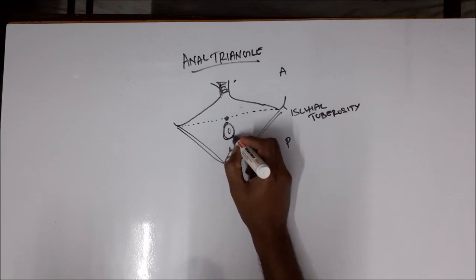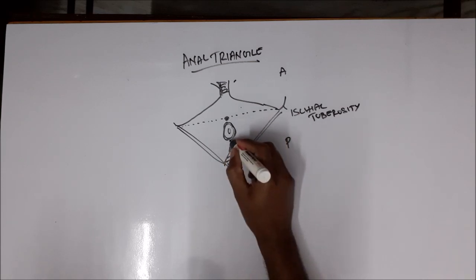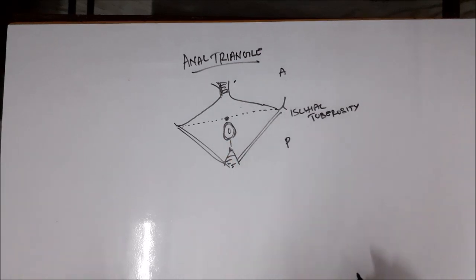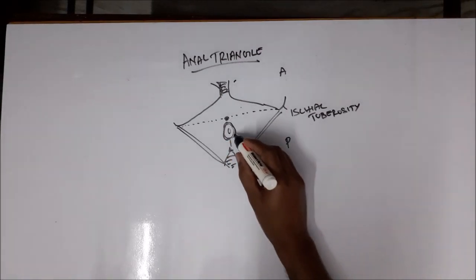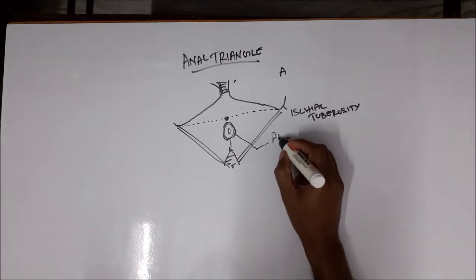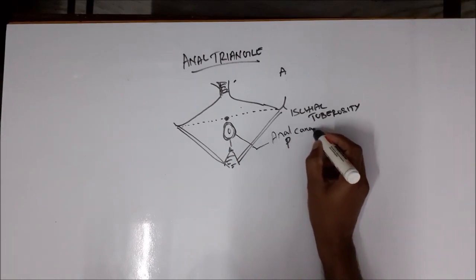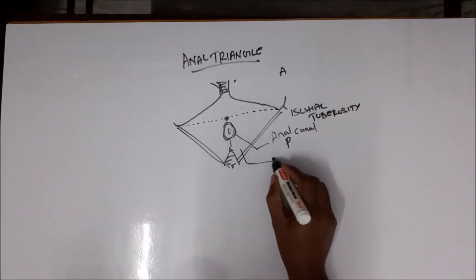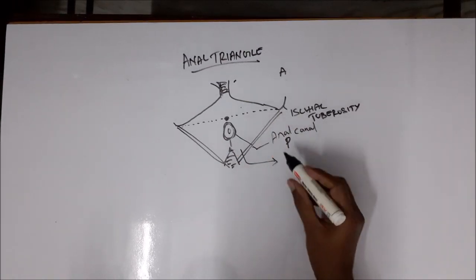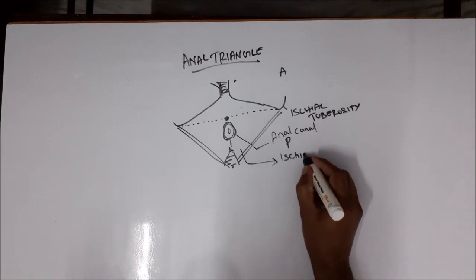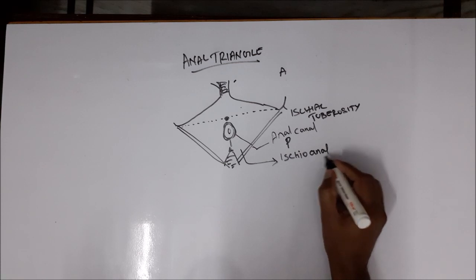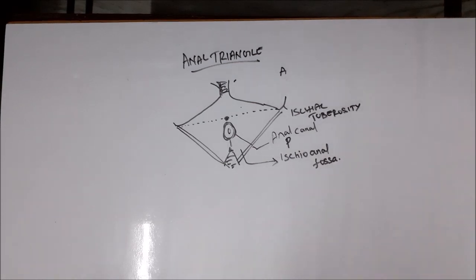the anal canal with external anal sphincter and all, anteriorly the perineal body, and on either side of the anal canal there is a space between the ischium and the anal canal, that is called the Ischioanal Fossa, which was previously called the Ischiorectal Fossa. So the anal canal we'll be seeing in further classes, but now we'll be seeing about the Ischioanal Fossa.